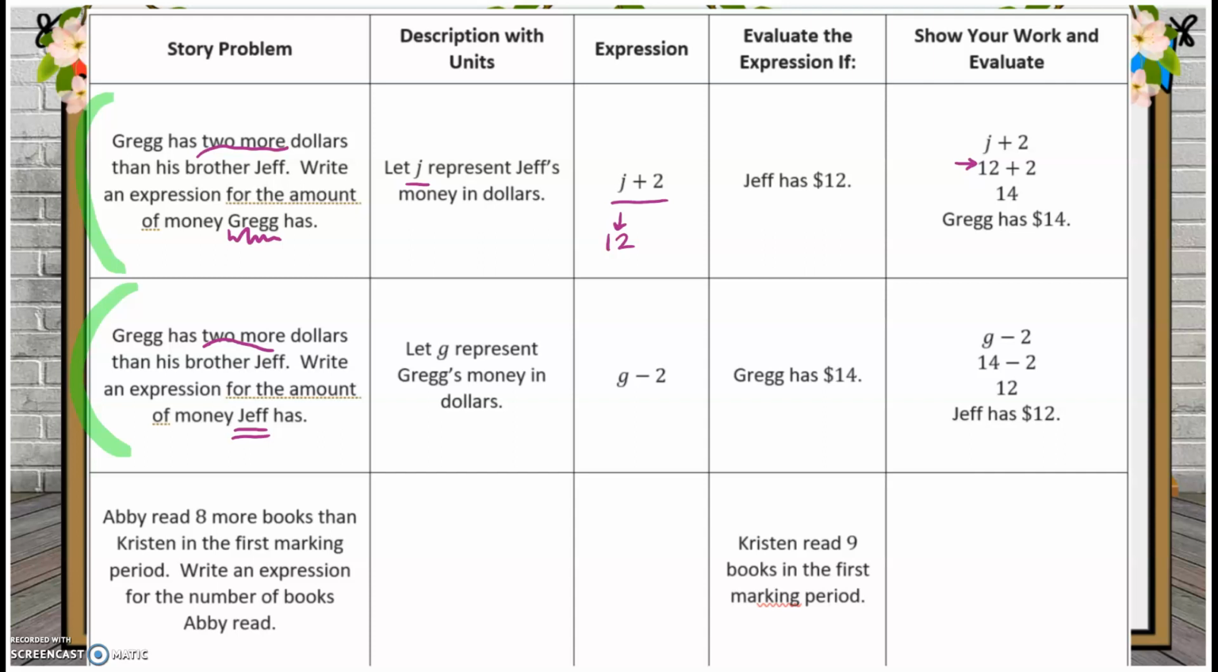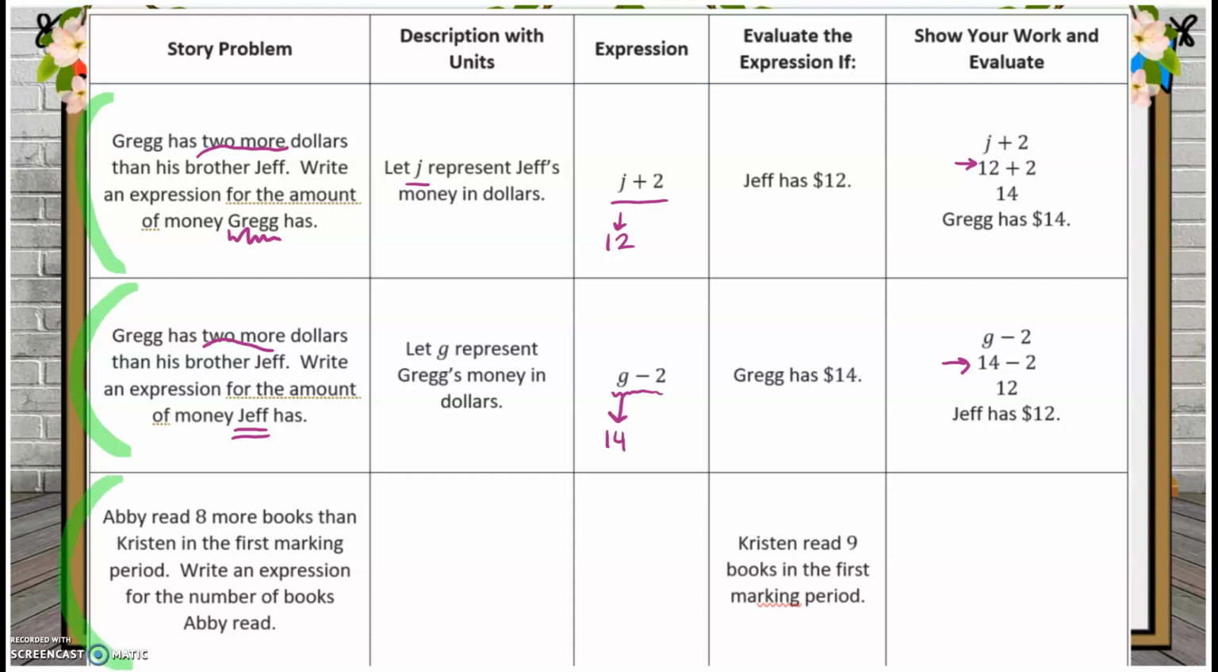Greg is going to have more money than Jeff. That means that Jeff has $2 less than Greg. So Greg, G minus 2. So if Greg has 14, I'm going to plug in 14 for G. And 14 minus 2 is 12. Jeff has $12.